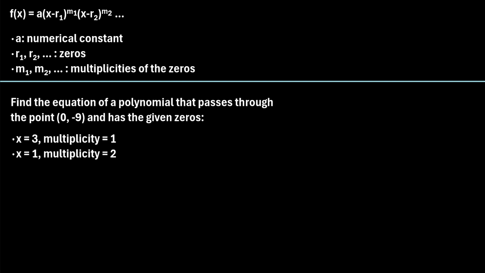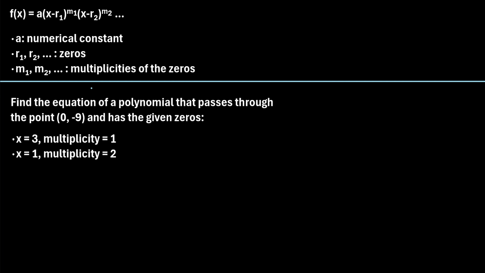In this video, we will talk about how to find a polynomial function given the zeros and their multiplicities. So here's the general form that we can use to write a polynomial function when we're given the zeros and their multiplicities. We say f of x is equal to a times (x minus r1) to the power of m1 times (x minus r2) to the power of m2, and so on, where a is just some numerical constant, r1, r2, and so on are the zeros of the function, and m1 and m2 and so on are the multiplicities of those zeros. So let's check out an example of how we can actually use this formula.